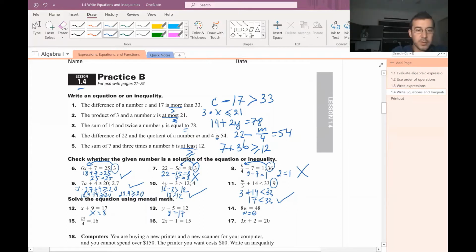m over 4 equals 16. So 16 times 4 is 64. So m is 64. Right, so 4 divides here; on the other side, it's going to multiply. So 16 times 4 is 64.